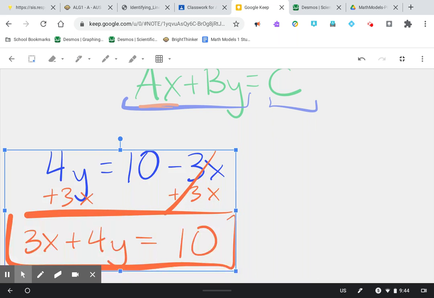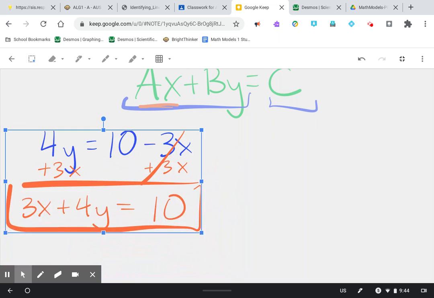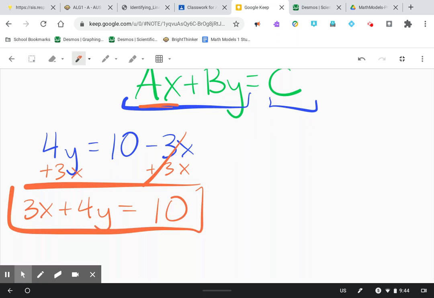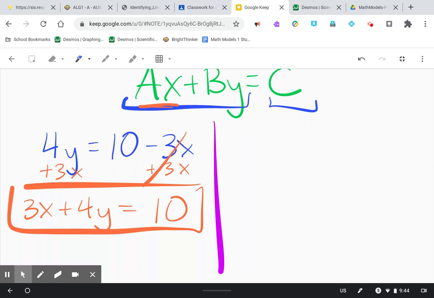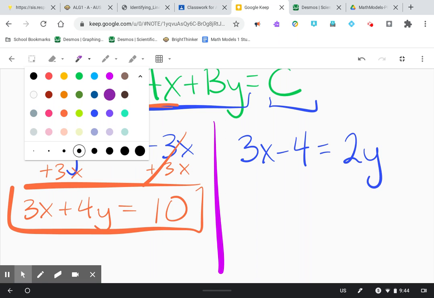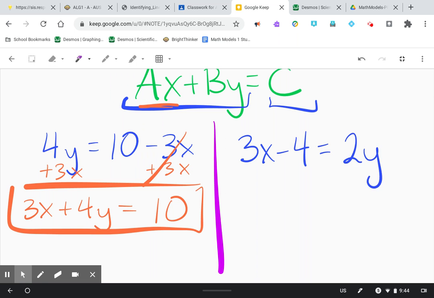Let me make room over here for another example. So let's say I have the following. Let's do another example. What if I have 3x minus 4 equals 2y? Okay, now things are in the wrong places. I need to get my 4 onto the other side to be where the c is. So we'll do that first.